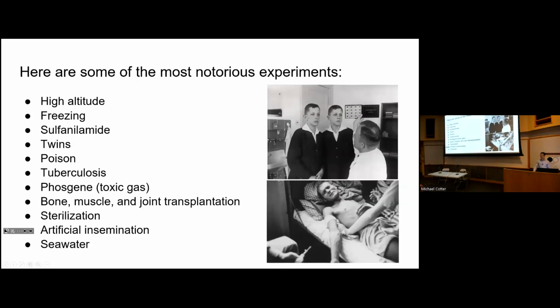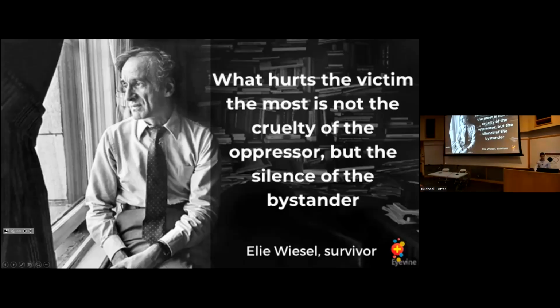Some of the most notorious experiments performed by Nazi physicians throughout World War II were exposing prisoners to high altitude, to freezing temperatures, to sulfanilamide, to the famous twin experiments, exposing them to poison, to tuberculosis, to phosphine toxic gas, doing bone, muscle, and joint transplantation, performing involuntary sterilizations, doing artificial insemination, and exposing them to lethal amounts of seawater. Thank you.